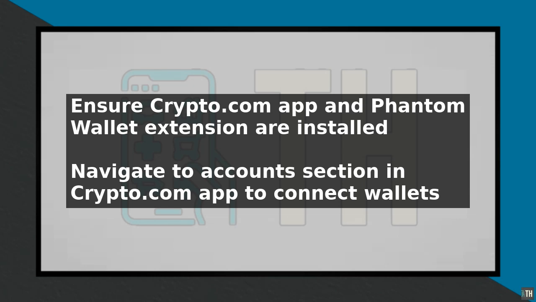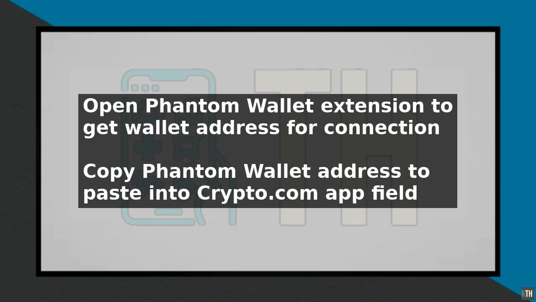to other wallets. Select the option to connect to a new wallet and choose the Phantom Wallet from the list of available options. Next, you will be prompted to enter the Phantom Wallet address.